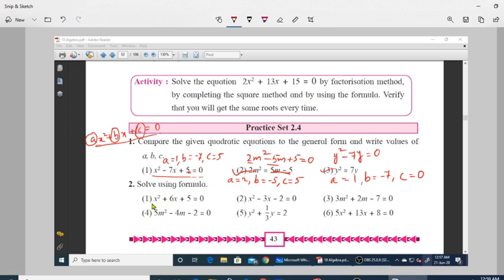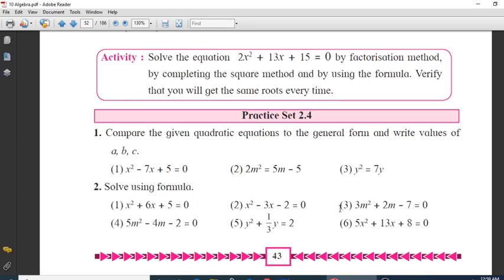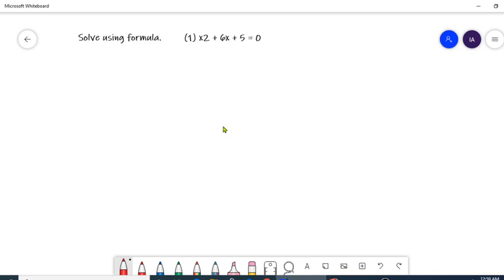Now we're going to solve these six quadratic equations which you need to solve by using the formula method. So we will use the formula to find the roots of these equations. So I'll take equation number 1, and then we will try equation number 5 also. So let's move on to our canvas so that we can solve this equation by using the formula.